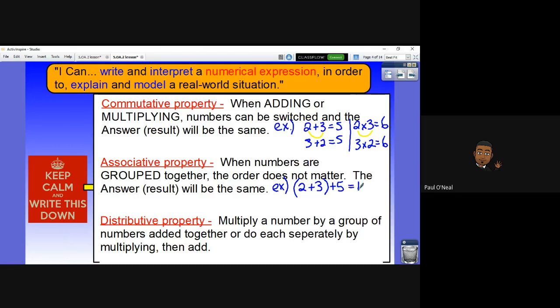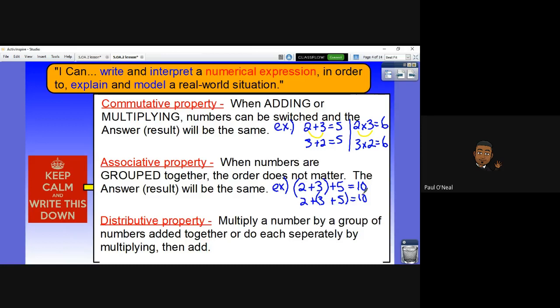That would equal 10. And if I wanted to, again, I have 2 plus 3 plus 5, but I group these numbers, right? 3 plus 5 equals 8, plus 2 equals 10 as well, okay? So again, that works, associative. It's when numbers are grouped together, okay?